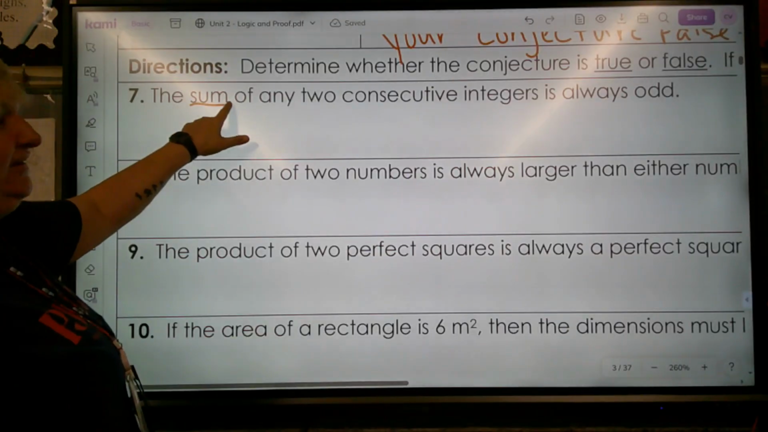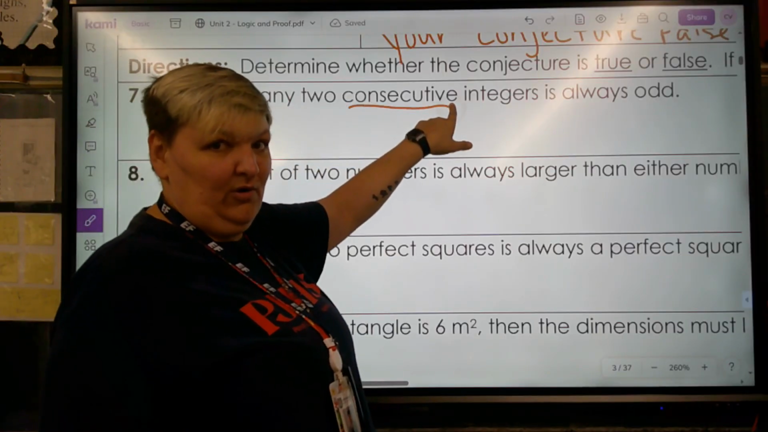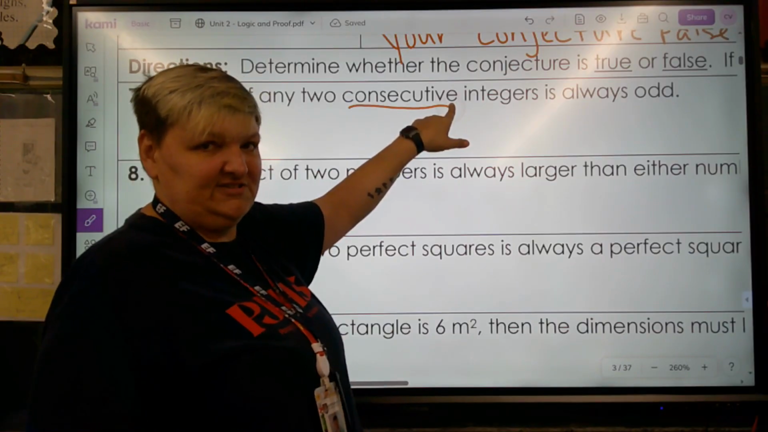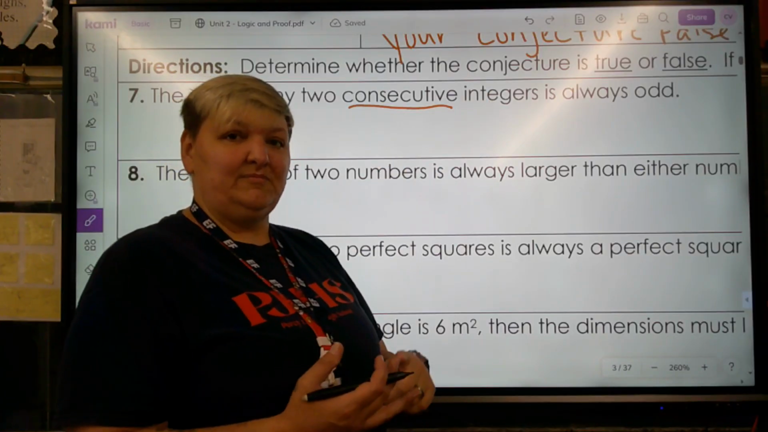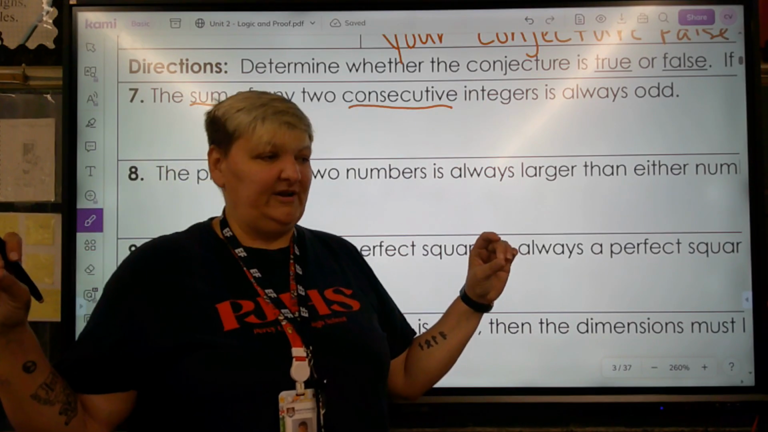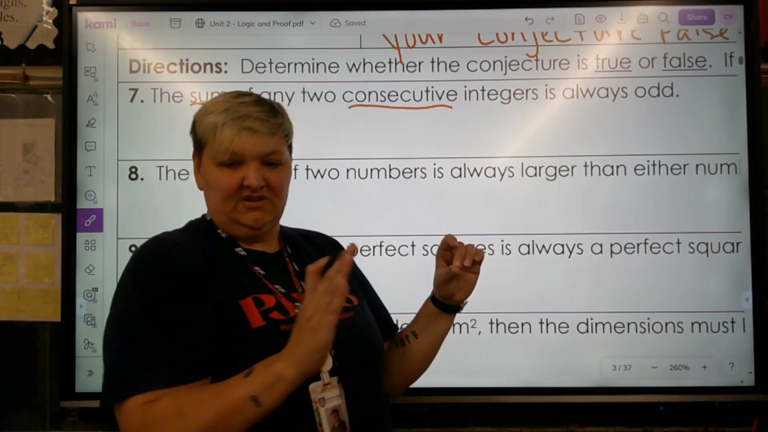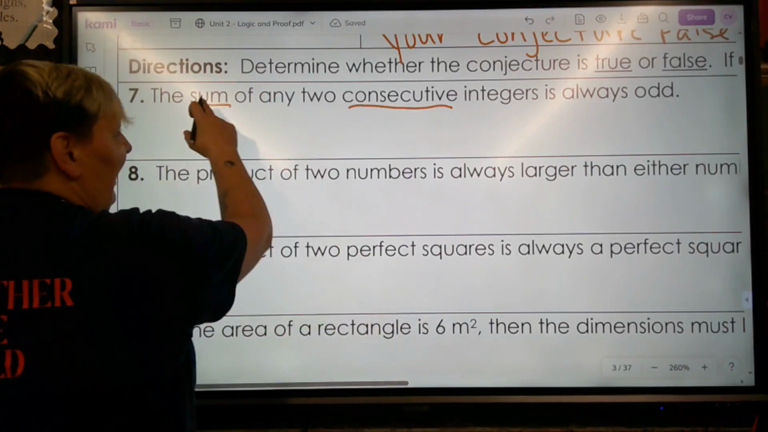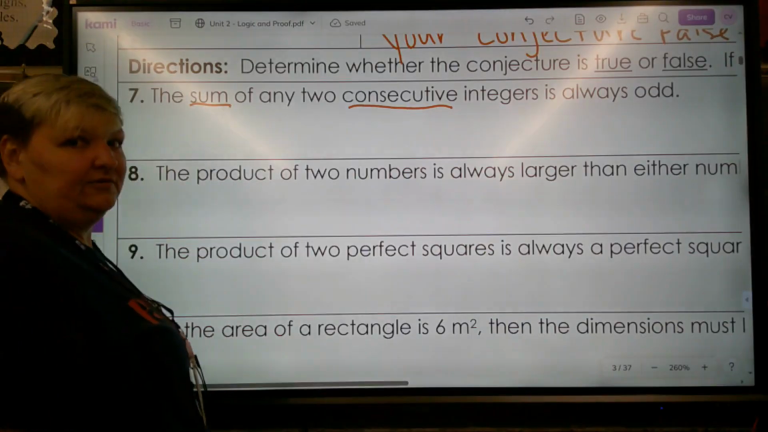The sum, meaning add, of any two consecutive, meaning in a row, right? 5 and 6 are consecutive, 7 and 8 are consecutive, 9 and 10 are consecutive. Integers. Integers are positive numbers, negative numbers, and 0. They're your number line numbers, right? So think about a number line. In the middle is your 0. To the right is your positive numbers. To the left is your negative numbers. These are your integers, right? So we're adding two consecutive integers, and they're saying you're always going to get an odd number.